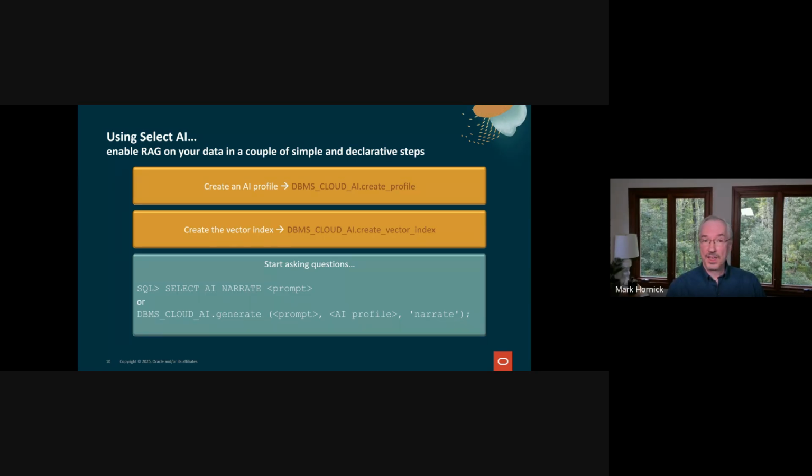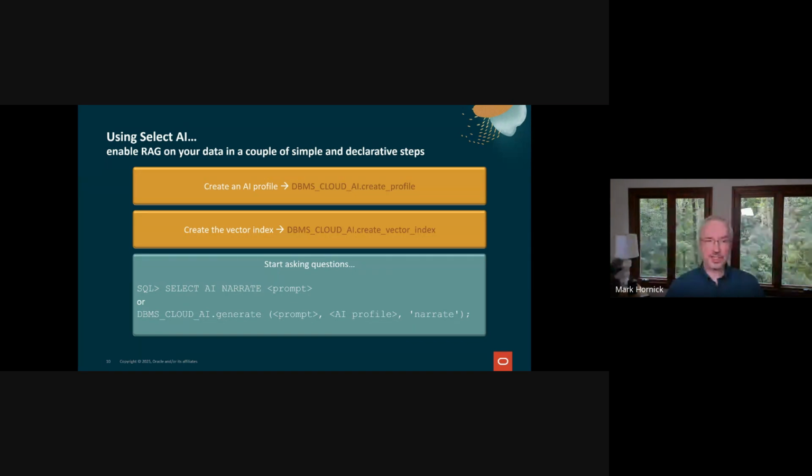The second step is to create that vector index. You're simply going to specify where the content comes from and which profile we want to use. After these two simple steps, we can start asking questions. We can do this in two ways. One is at the SQL command line, if we want to do this interactively in a SQL prompt, to say select AI, AI being a keyword, and narrate, followed by our prompt. And we'll see that in the demonstration later.